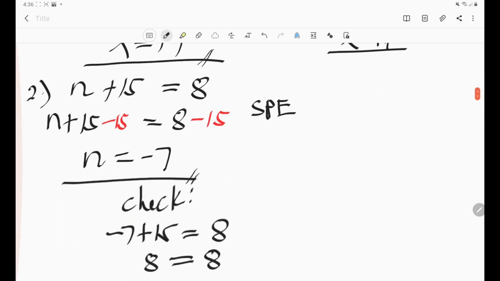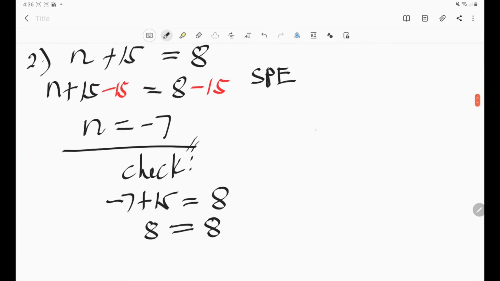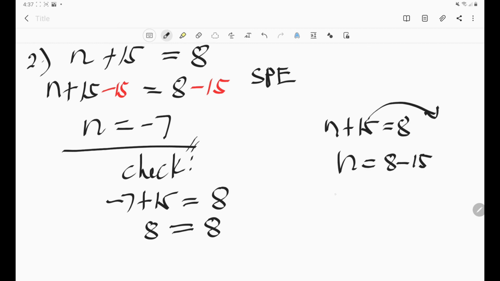And the same with the other equation. We have n plus 15 is equal to 8. If we move that to the other side of the equation and change its sign, n is equal to 8 minus 15, and n is equal to negative 7. So we will try to use that in the next example.